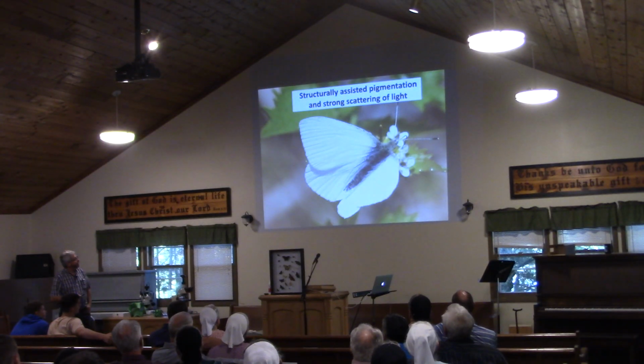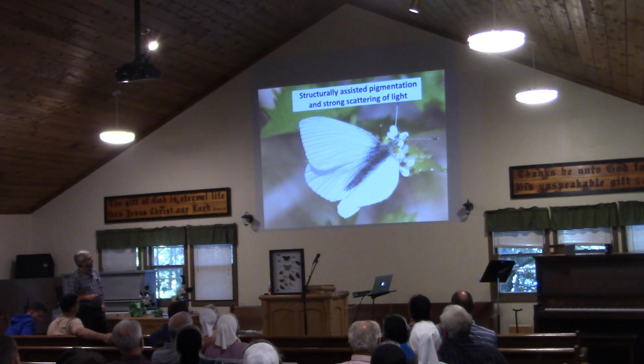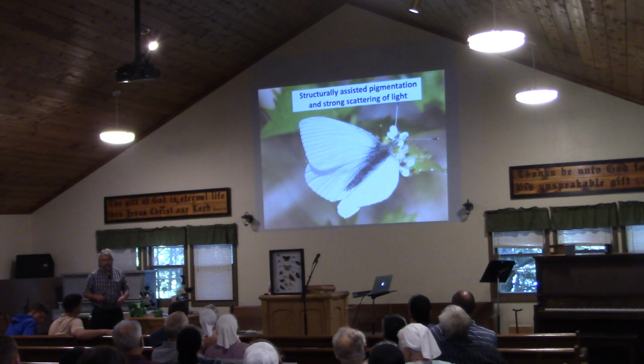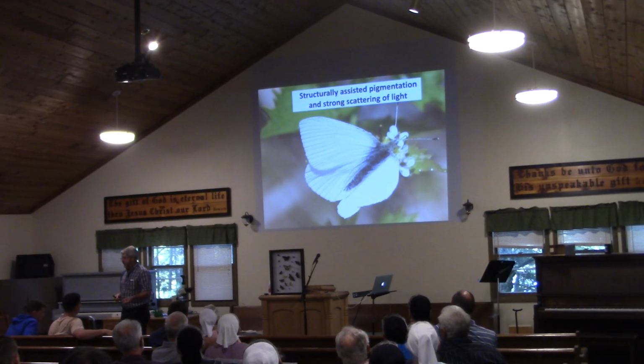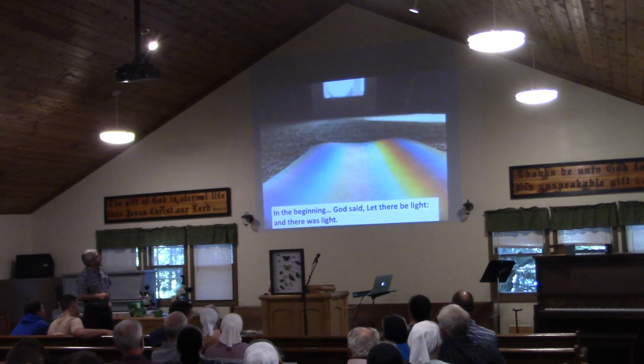Anyway, the cabbage white is very white. Just look at that, bright matte white. That's not burnt out. You can see the texture of the scales there. That is a structurally assisted pigmentation, and there's very strong scattering of light. So do you have an idea what might be in those scales? Tiny little granules that are reflecting and scattering the light everywhere.